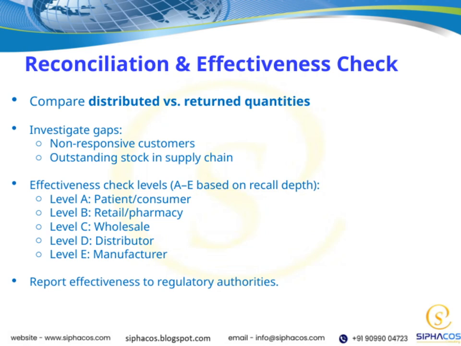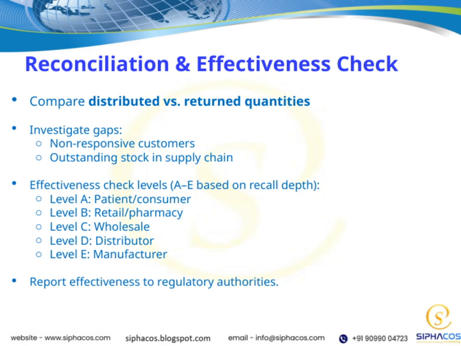Level B focuses on retail or pharmacy outlets, where products are directly accessible. Level C covers wholesale distributors, the intermediaries who distribute to retail outlets. Level D is about distributors, the entities managing bulk supply, and Level E pertains to the manufacturer, the source of production. It's crucial to report the findings from these effectiveness checks to regulatory authorities to ensure compliance and transparency.